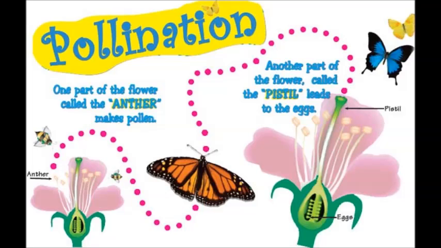Pollination is the process seeded plants use to transfer their male gametes to their female gametes, leading to fertilization and the production of new seeds. Pollination can occur with the help of wind, insects, or other animals.